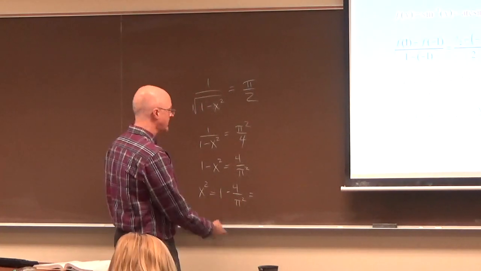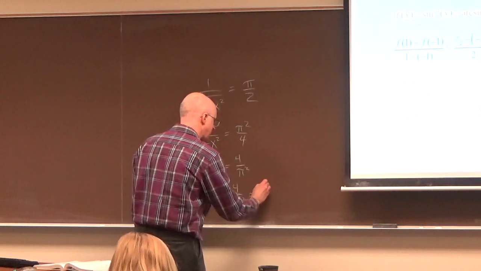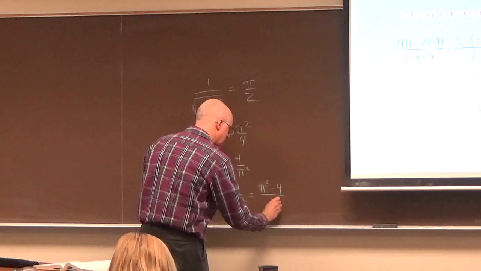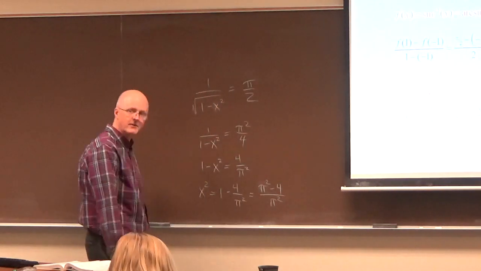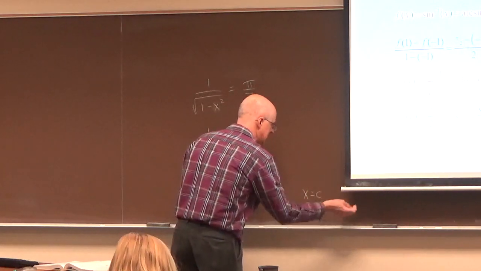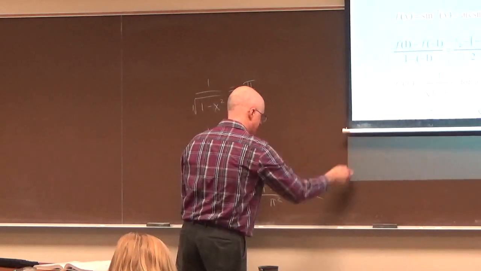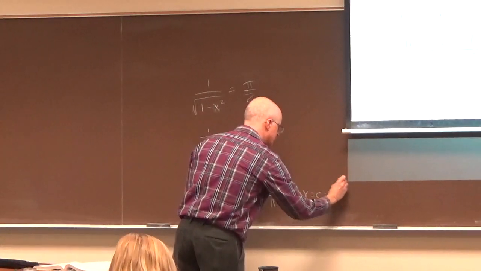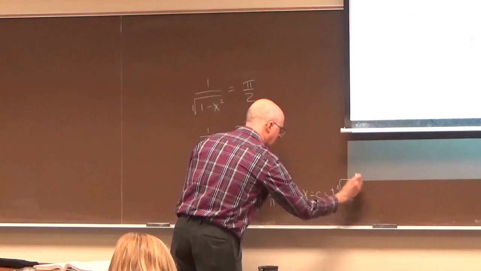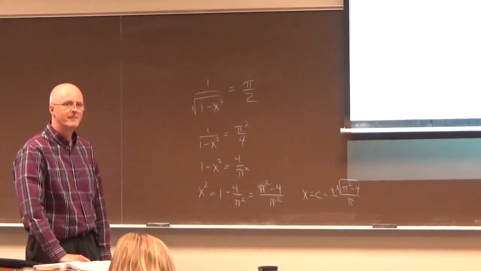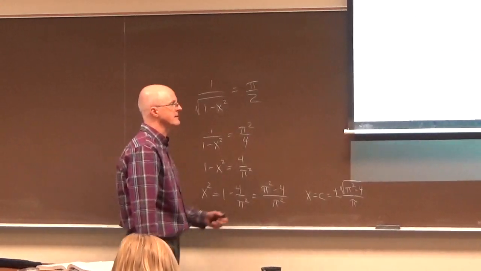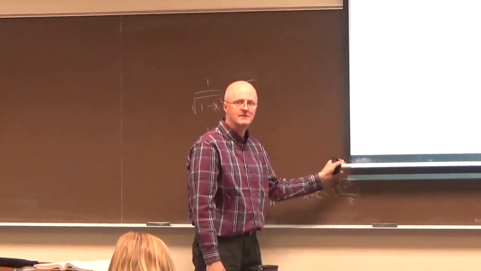Get a common denominator here of pi squared. This is the same as pi squared minus 4 over pi squared. And your denominator is pi squared. Now take the plus or minus square root. X, or c, is the plus or minus square root of the top divided by the square root of the bottom, and the square root of the bottom is just pi. So you should be able to do that kind of algebra if I asked you to in, say, the third exam to verify this.